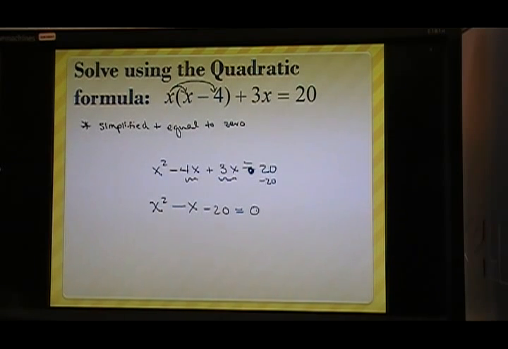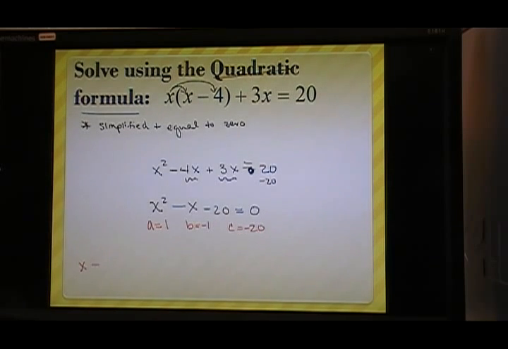And most of you are looking at this saying, well, I can definitely factor that. And if I had not said solve using the quadratic formula, I definitely would want you to solve that by factoring. But because we're practicing our use of the formula, we are going to continue in that direction. So now that I have ax squared plus bx plus c equals 0, I can see I'm going to use 1 for a, I'm going to use negative 1 for b, and I'm going to use negative 20 for c.